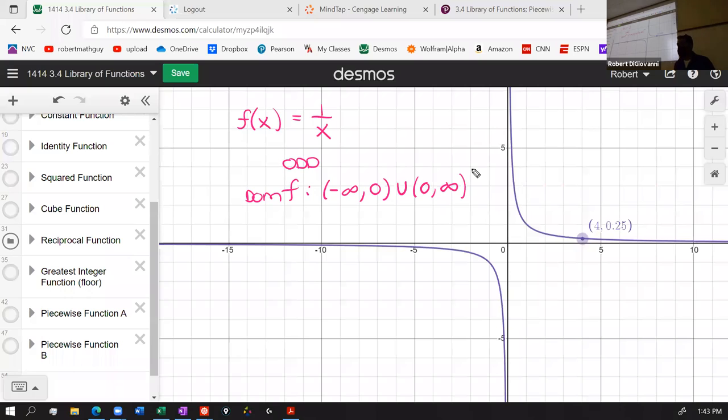How about range? This one's tricky too. We've got stuff down here, right? Come up, come up, come up. And then when we get here, do we ever actually hit the x-axis anywhere? No, right? So we're never going to get a zero to come out of this function. So we skip that. But then once we go past zero, we have picture. So it should be the exact same thing as the domain, shouldn't it? Negative infinity to zero, union 0 to infinity.